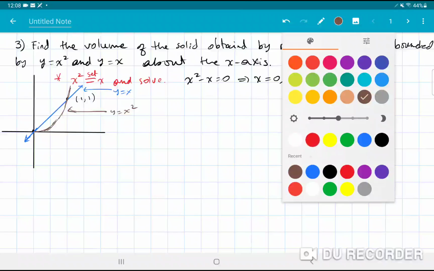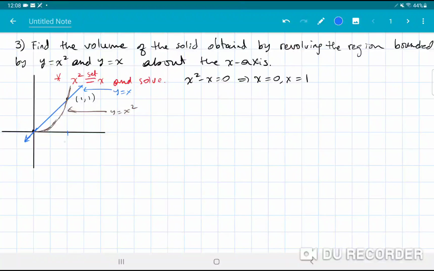So what we need to do is take a generic x between 0 and 1. I'll take an x, make a segment, and revolve that segment. So we're going to duplicate the segment as if this is our mirror. That would go from here to here, following the box, the square helps. So that would be the washer, and I'd like to get the area of this washer.